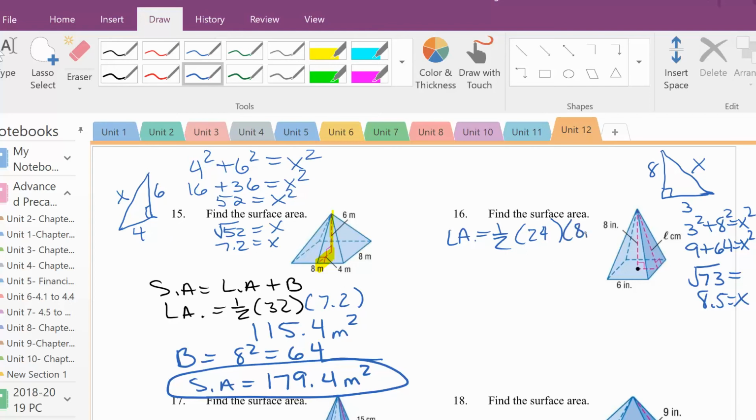So 1/2 of 24 times 8.5 is approximately 102. And then the surface area would be the lateral area plus the area of the base. Well, 6 squared is 36. So it's 138 square inches.